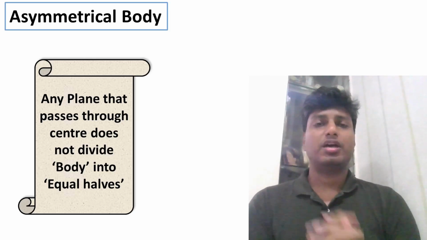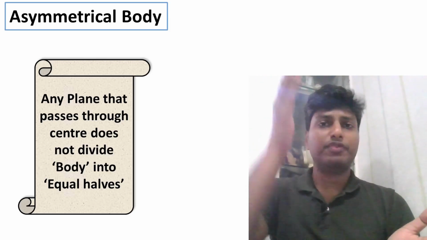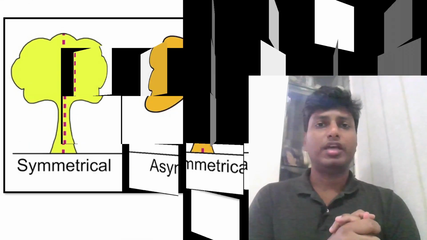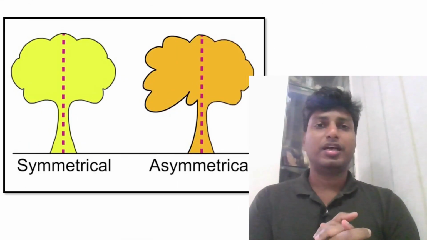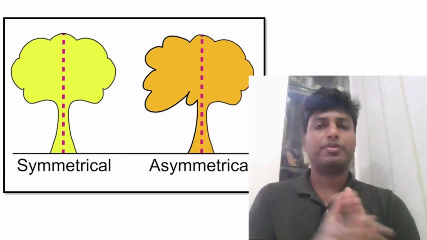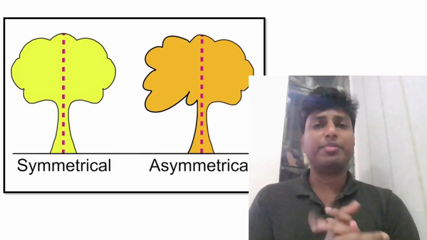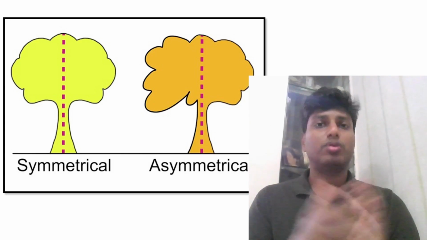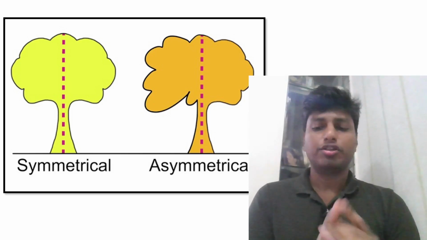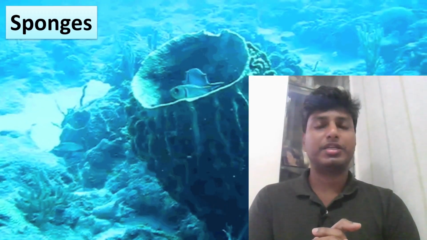Asymmetrical body means a body which cannot be divided into equal halves across the plane which passes through the central axis. Let me show you an example. Here you can see two trees. If you observe, one tree has got a proper symmetrical shape whereas the other tree does not have a symmetrical shape. So which tree can be divided into equal parts? Obviously the answer will be the one which has got a symmetrical shape. Likewise, even in nature there are different types of animals which show asymmetrical bodies.